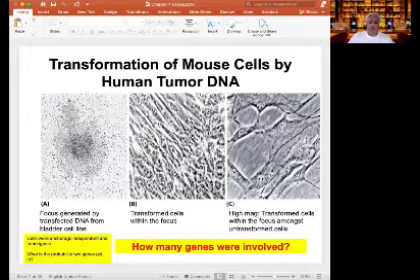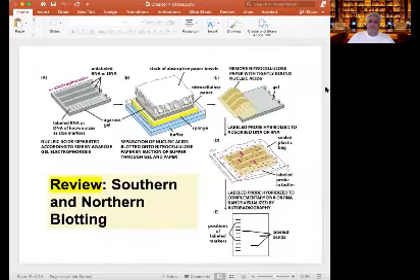So the question that was asked is, how many genes are involved in transforming these cells? Was it just the number of genes on the transfecting DNA? Or did that trigger other genes to cascade and cause these phenotypic changes in the cells? So that's what we want to discover. And the answers are fascinating.